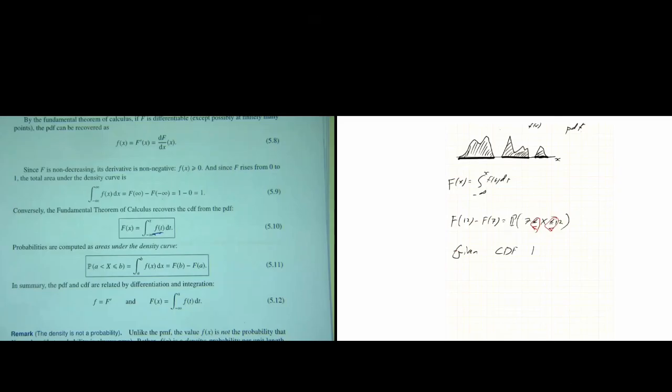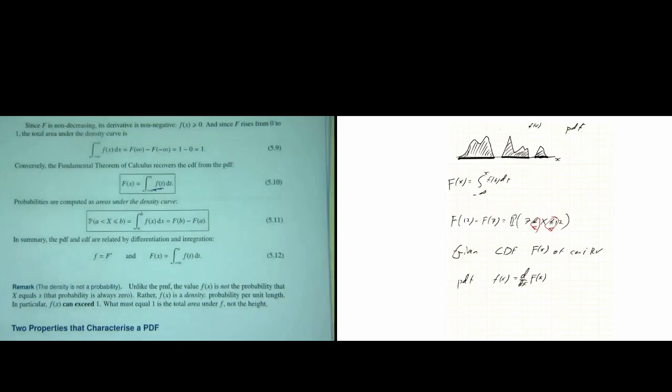The CDF, capital F of x, and the PDF, little f of x, of a continuous random variable: the PDF is d dx of F of x. Okay? That's what the CDF is. I take the derivative. So you convert between the two in this way. And that's this equation here.